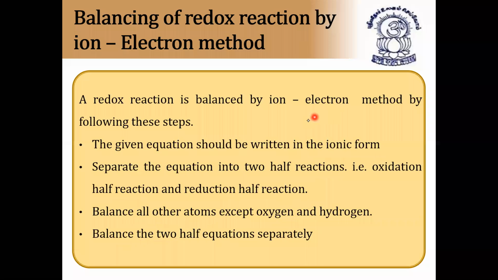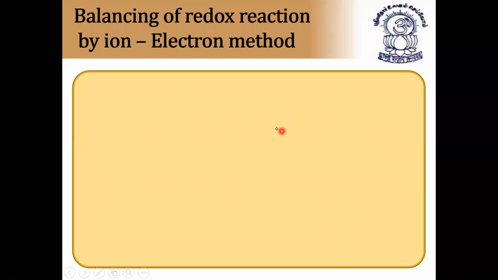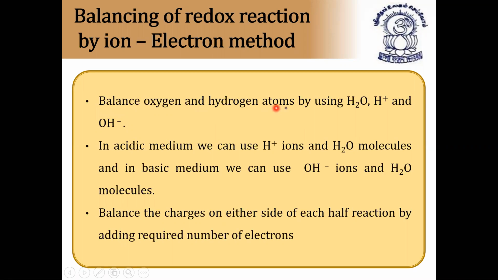Balance the two reactions separately. Next, balance oxygen and hydrogen atoms by using water, H plus ions and OH minus ions. If it is acidic medium, add H plus. If it is basic medium, add OH minus. So as I told you, in acidic medium, we can use H plus ions and water molecules. And in basic medium, we can use OH minus ions and water molecules.